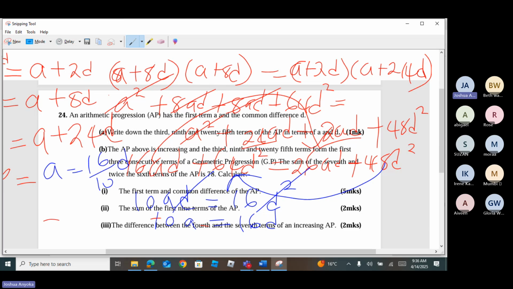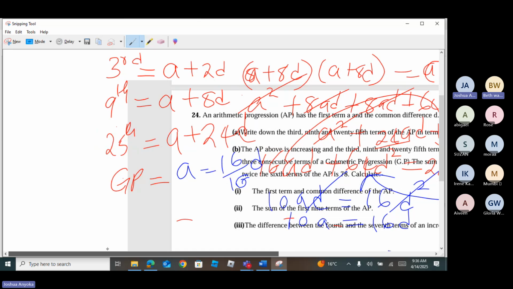Are we in agreement? Yes. We cannot move any further. That's the extent we can go. So somewhere we have A is equals to 16 over 10D. Let's get back to the question because we cannot move now further.